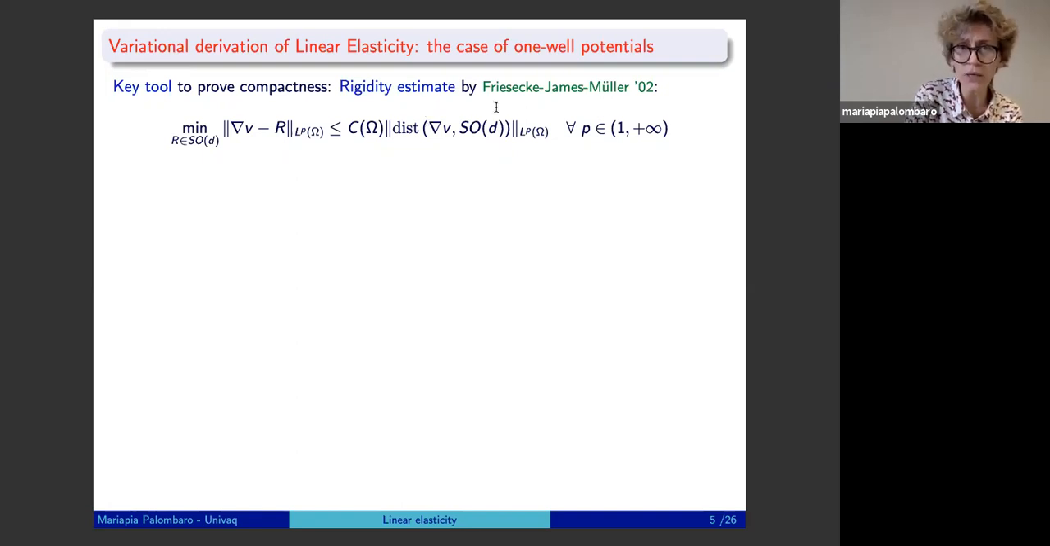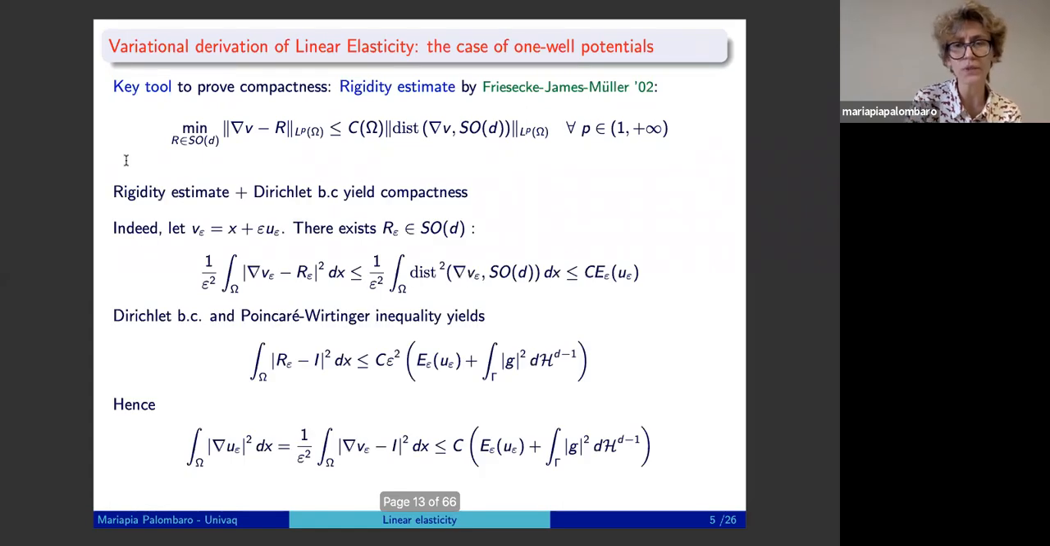So you may be familiar with this, but if you are not, it's not important. The rigidity estimate of Friesecke, James, and Müller says that if the gradient of a Sobolev function is close to the set of rotations in some L^p, then the gradient must be close to a constant rotation. So this is a quantitative version of the Liouville theorem. This gradient cannot be close to the rotations without being close to a constant one. So let me show you how this estimate enters the compactness properties of the gradient of the displacement.